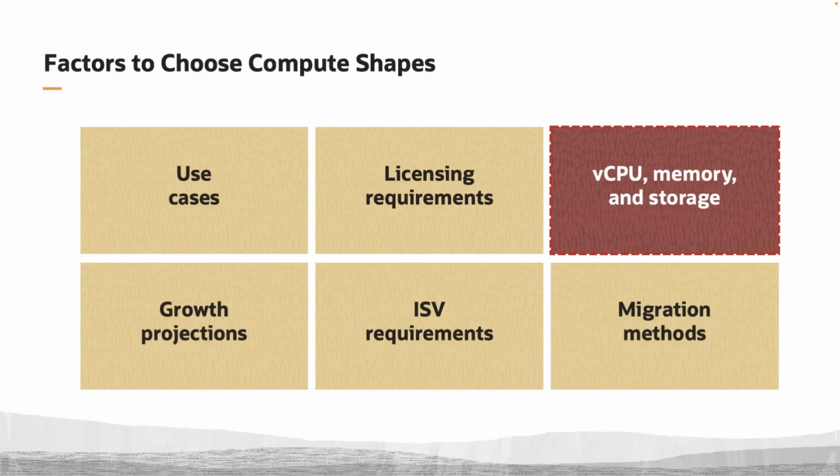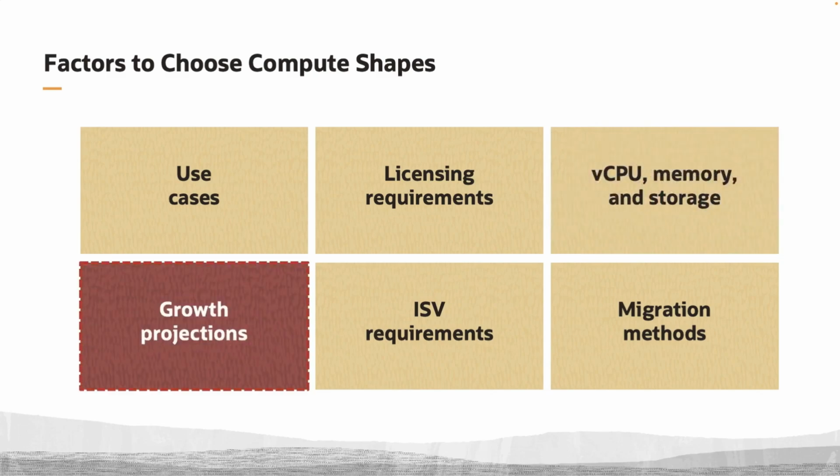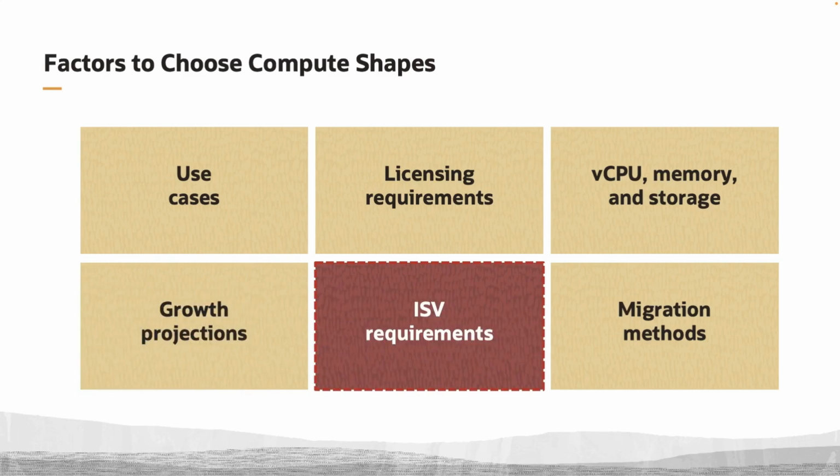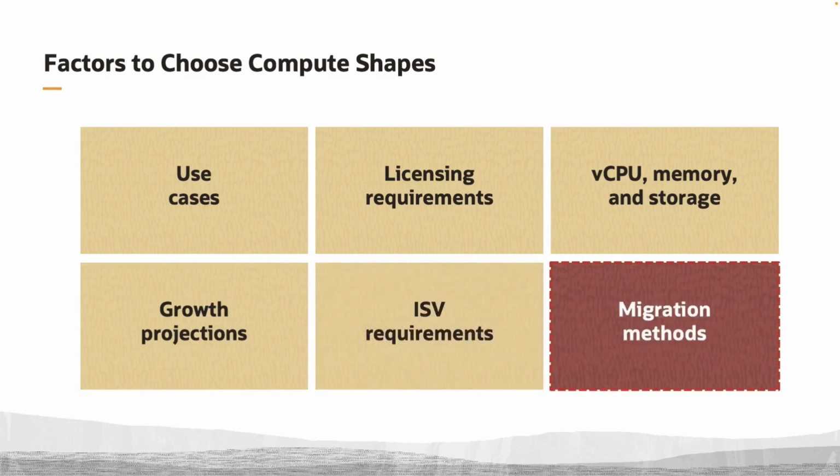The total vCPUs, virtual CPUs, memory and storage that you require for the workloads needs to be factored. We saw in our previous lessons how to calculate those resources and compare it to the physical infrastructure. Growth projection is a key factor, like forecasting how much compute resources are needed at a future point in time. There could also be ISV-specific requirements to be considered, and then also the migration methods. That means there could be resource-specific needs to be factored for small and large scale migrations.